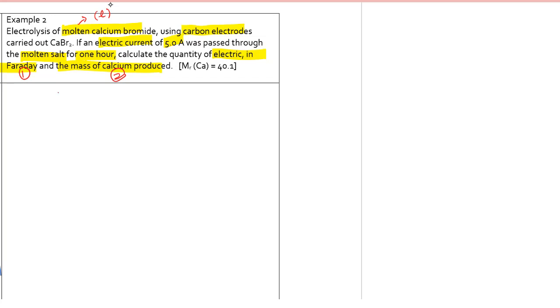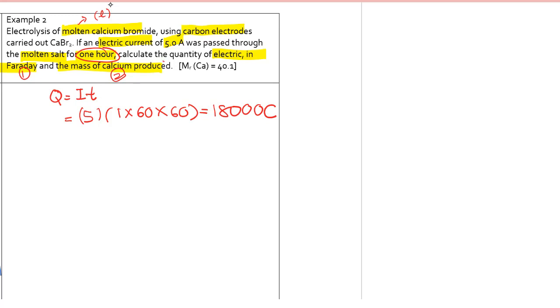Okay, first you need to calculate Q equals IT, the electric charge. Given the current here is 5 ampere, and for an hour. So 1 hour has 60 minutes, 60 seconds, so you need to convert to seconds. So you get 18,000 coulomb.